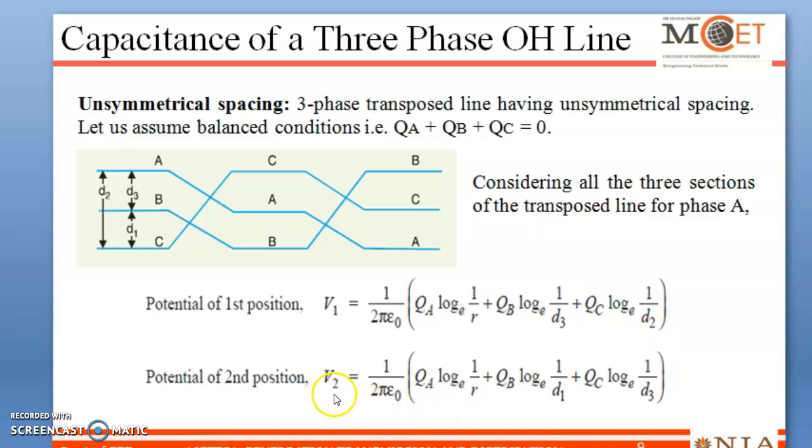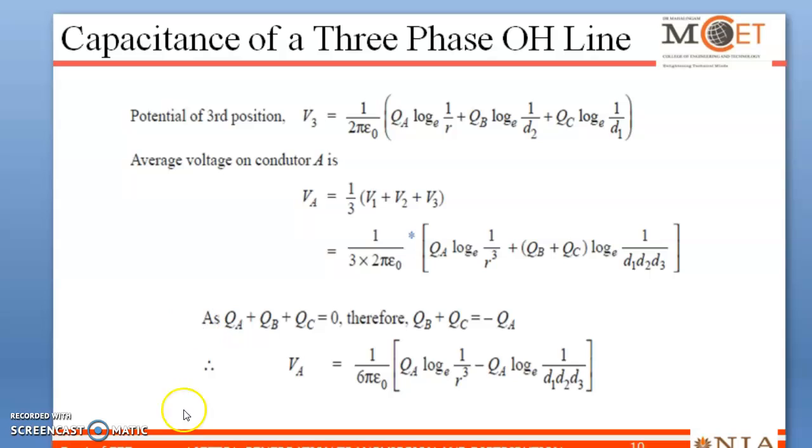Okay. For the V2 position, QA log E 1 by R plus QB log E 1 by D1, plus QC log E 1 by D3. And then the potential difference of the third position V3 is equal to 1 by 2 pi epsilon naught, which is common for all three conductors. After that we are going to consider the variable parameters only. So the QA term is log E 1 by R, QB is log E 1 by D2, plus QC is log E 1 by D1.